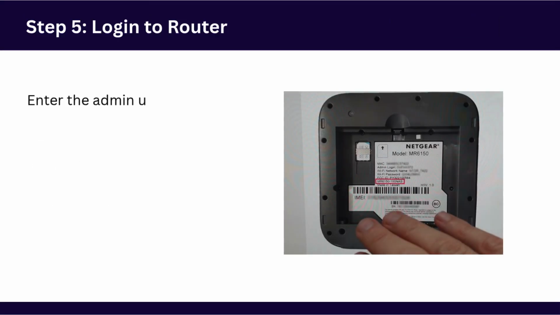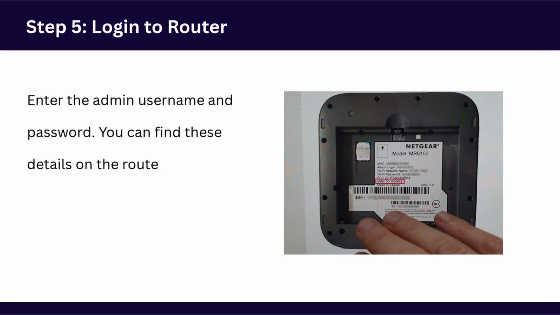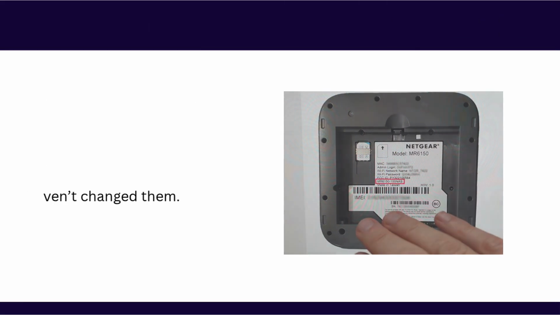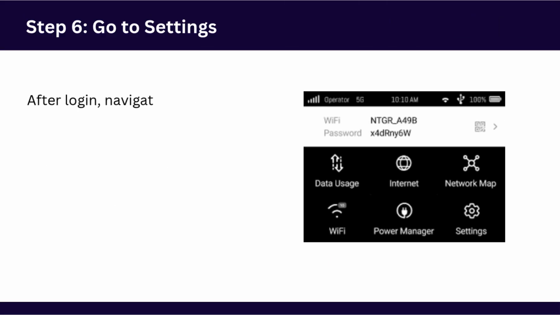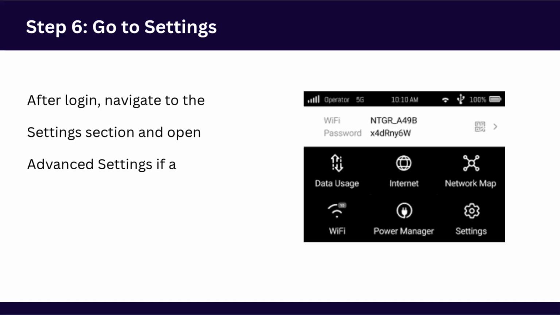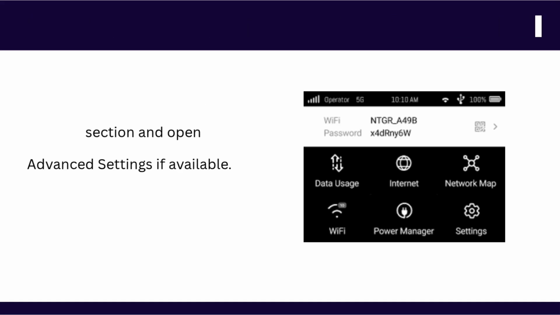Step 5. Log in to router. Enter the admin username and password. You can find these details on the router label if you haven't changed them. Step 6. Go to Settings. After login, navigate to the Settings section and open Advanced Settings if available.